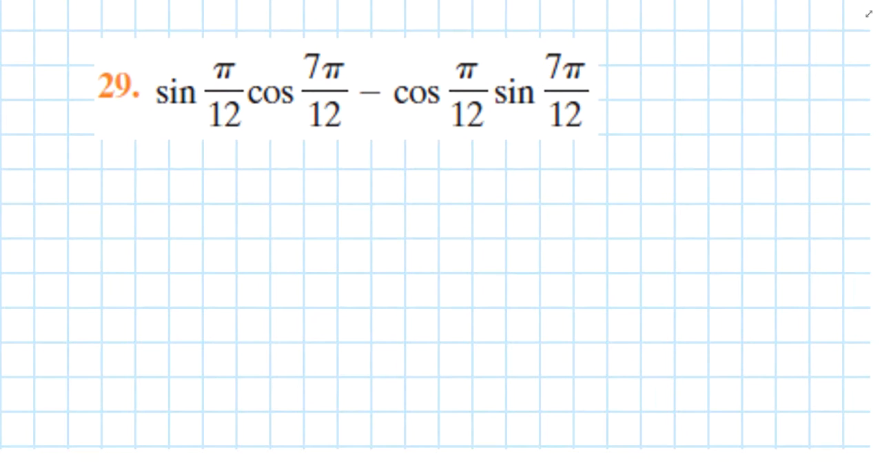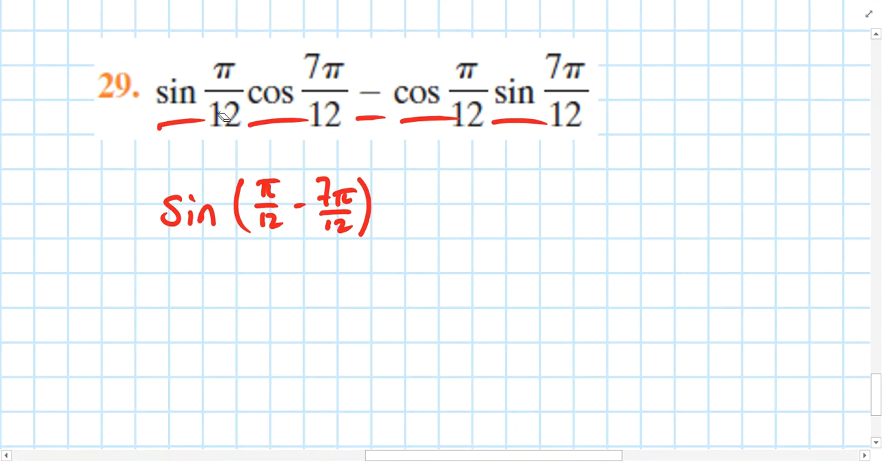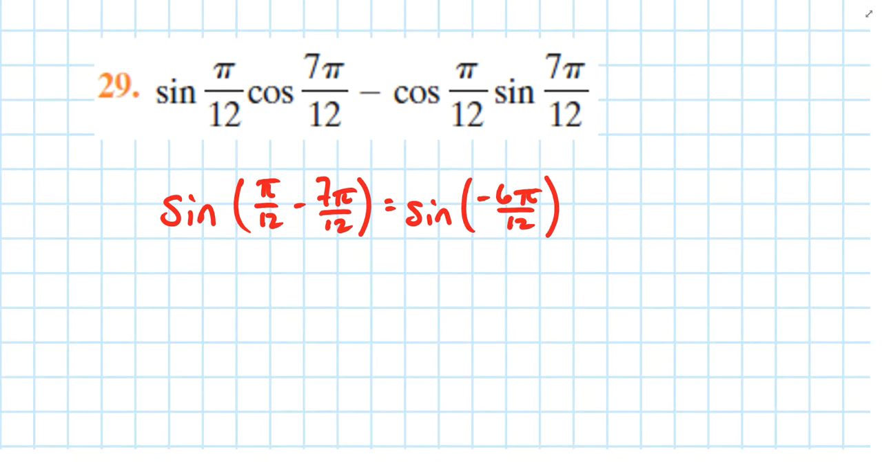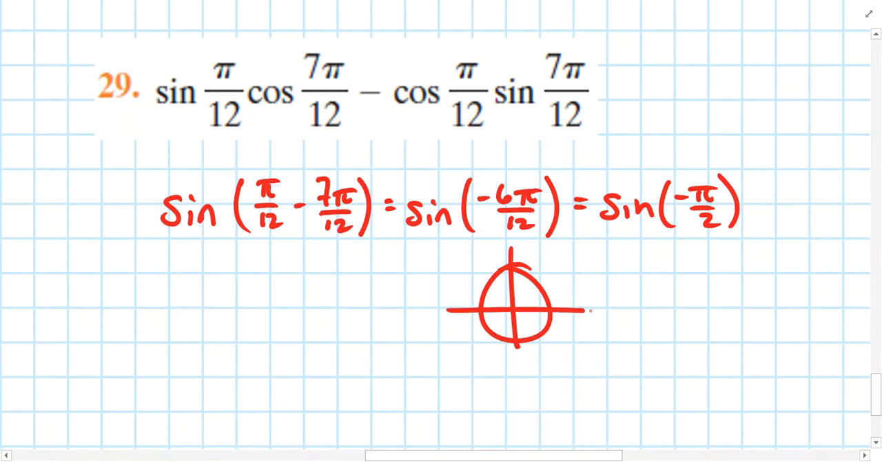In number 29, we have sine times cosine minus cosine times sine, and that's an indicator of the subtraction identity or difference identity for sine. And sine of negative 6 pi over 12 would be the same as sine of negative pi over 2, which is this position down here in our unit circle. It's the clockwise rotation from the positive x-axis. And the y value at this particular angle is -1.